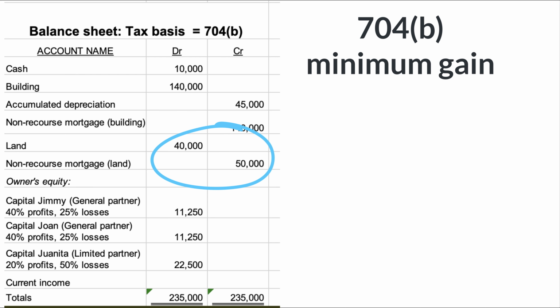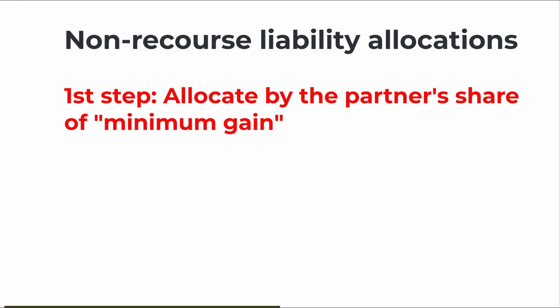Maybe you notice that the land also has a non-recourse mortgage that is greater than the 704B basis in the land. The reason this minimum gain is not included in the 704B minimum gain is because this gain was not created with non-recourse deductions. There is no depreciation expense on the land, and no deductions, or distributions of debt, have occurred. Allocating non-recourse liabilities to partners is done in 3 steps.